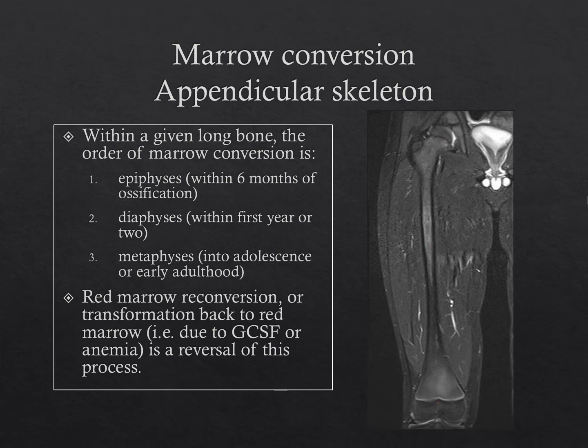Since we already know that marrow conversion in the skeleton goes from distal to proximal, the last place to convert in this femur would be in the proximal metaphysis. This also explains why some adult patients can have residual red marrow in the metaphyses, sometimes seen on routine shoulder or hip MRIs. Also note that red marrow reconversion is a reversal of this entire process.